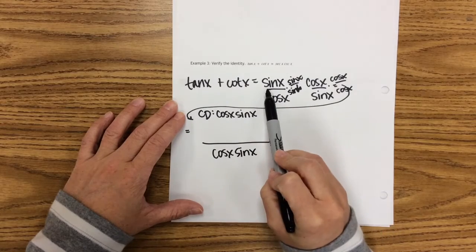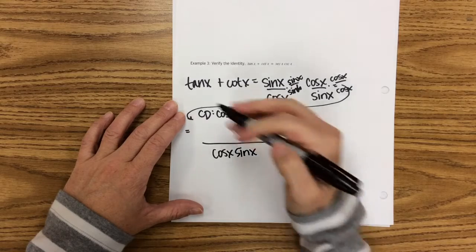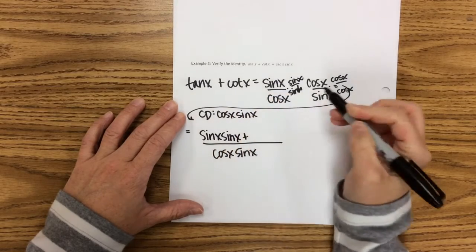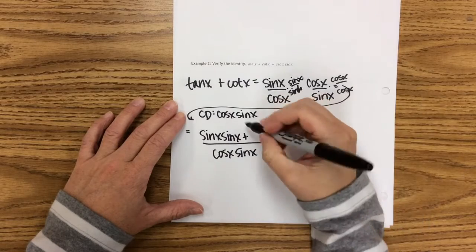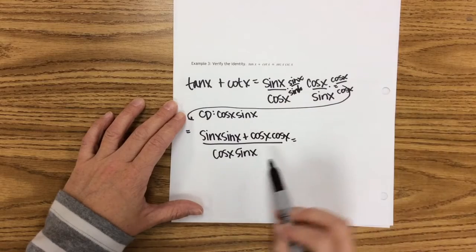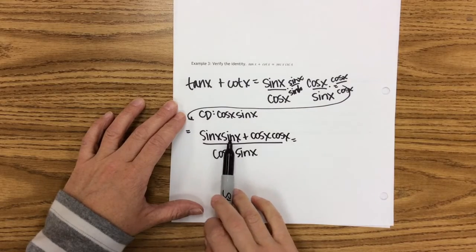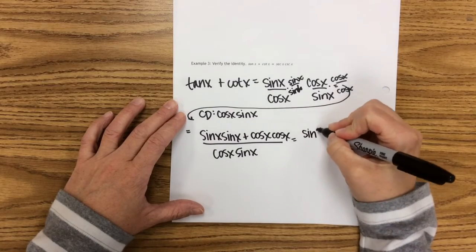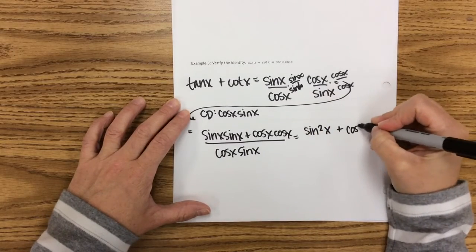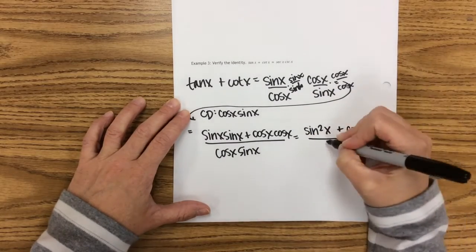And the top would be sine of x times sine of x plus cosine of x times cosine of x. My next step, I'm just going to clean that up a little bit. Sine of x times sine of x, you can write that as sine squared of x. Cosine of x times cosine of x, you can write that as cosine squared of x.